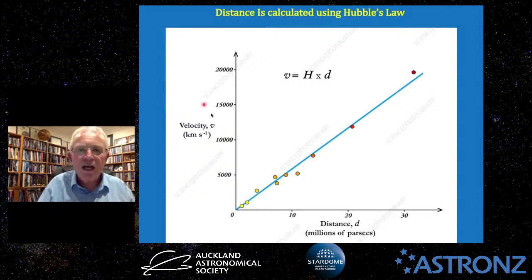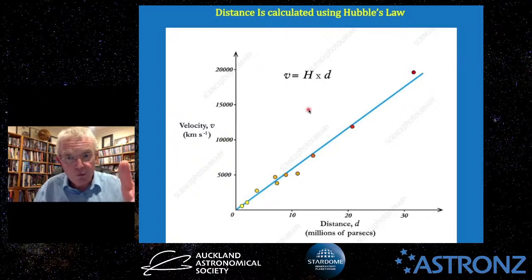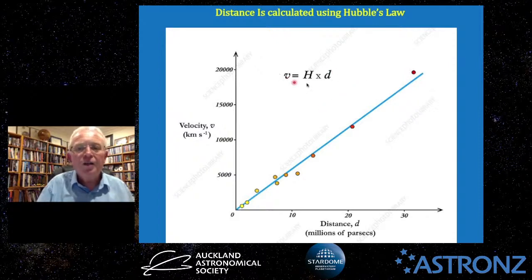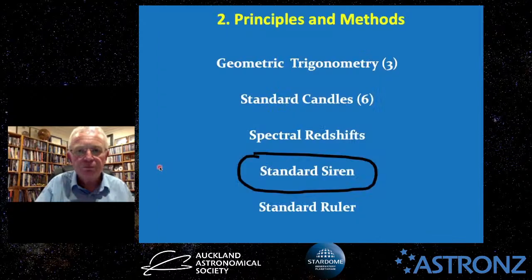So he formulated Hubble's law. The recessional velocity equals the Hubble constant. He named the constant after himself, I can understand that. Hubble's constant is known as capital H, times d, the distance. So v = H × d. If you know v, you can work out v divided by H equals d, and that's how you work out the distance using Hubble's law.